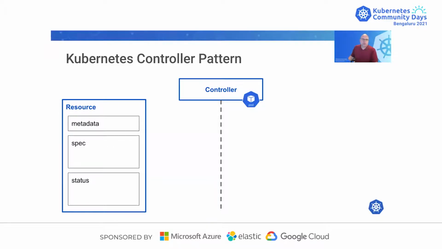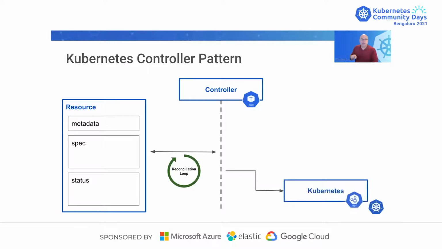So the controller will look for updates on these resources and then attempt to reconcile that resource so that the configured state, the desired state, matches the actual state. And that might involve making some Kubernetes API calls or some other operations. And once that's done, then the status of the resource is updated. So this is the way a typical Kubernetes controller works.